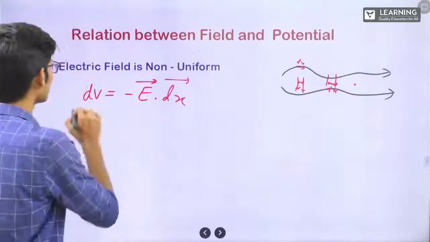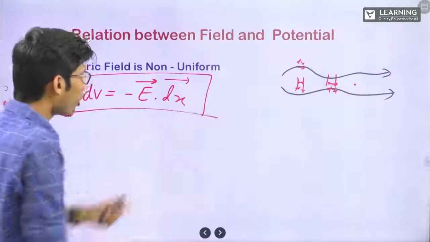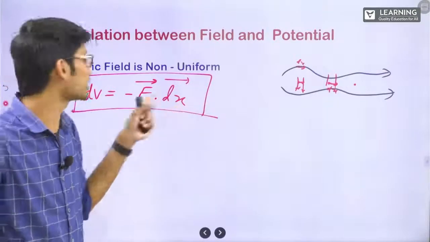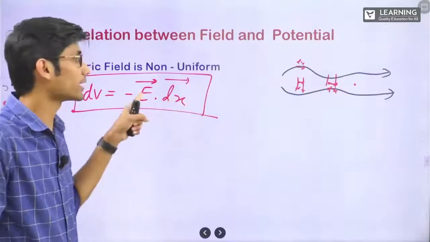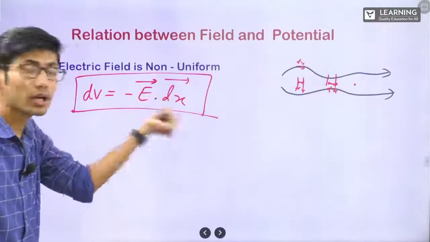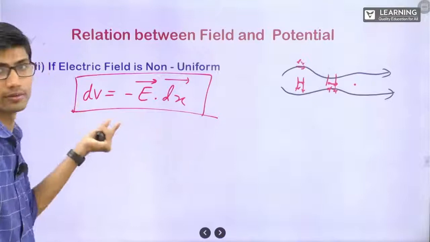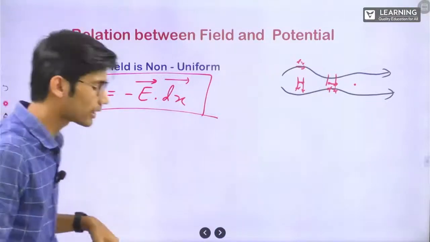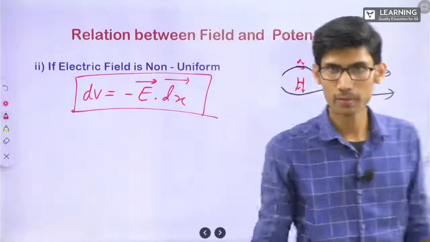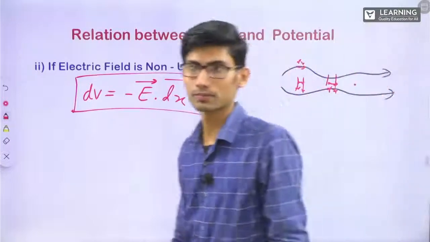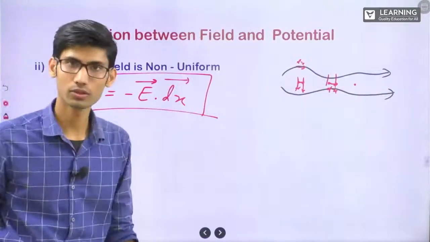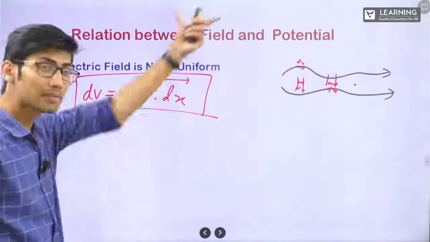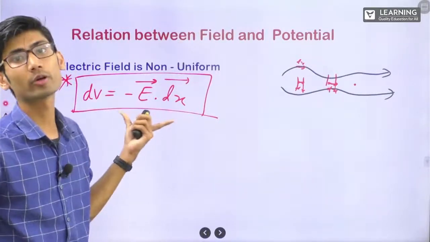Clear? For this very small dx, I have considered this electric field as constant, and for this small dx, the change in potential will be dV. So we got dV is equal to minus E dot dx. Clear? Again, this is very important. Always remember this. This is the main relation between electric field and potential.